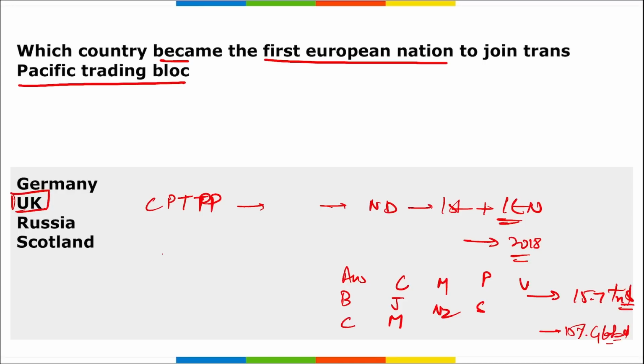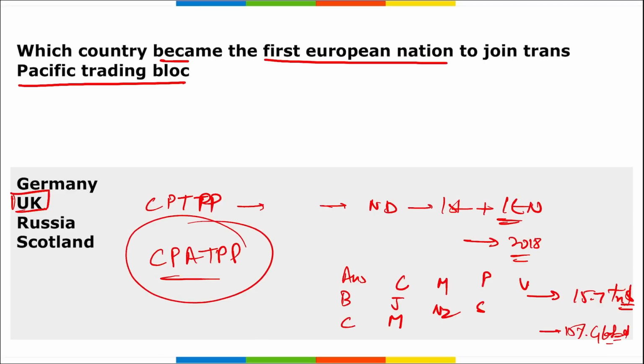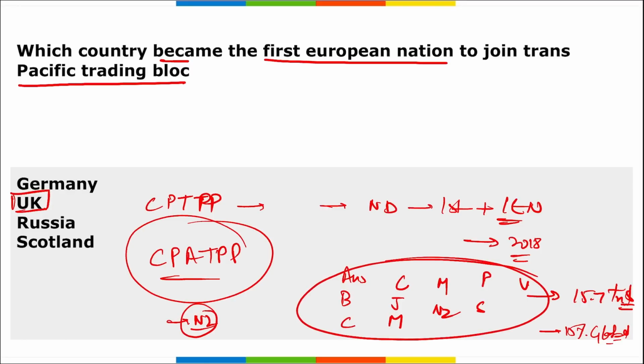So coming back, the country that became the first European nation to join the Trans-Pacific Trading Bloc is the United Kingdom, or we can say they have joined the Comprehensive and Progressive Agreement for Trans-Pacific Partnership. That is a major Asia-Pacific trading bloc. And these are the countries of it, and together they have a net GDP of around 15% of the global GDP, that is $15.7 trillion. Correct? Next line.